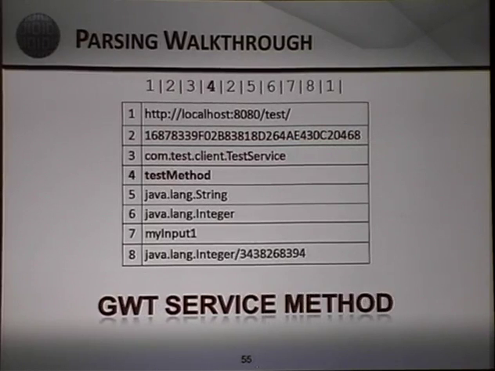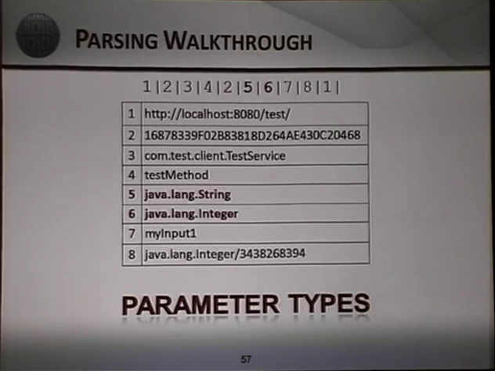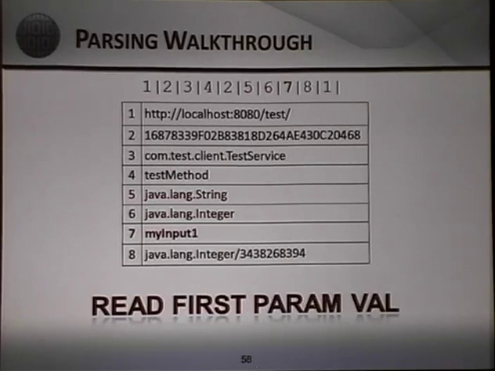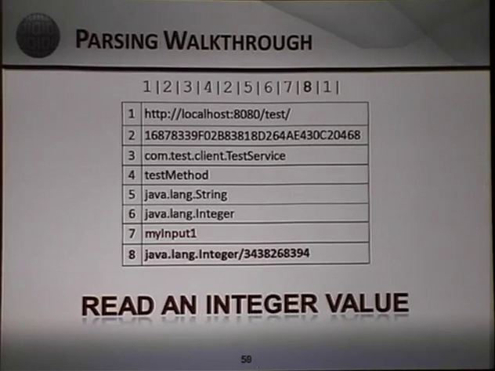Then you have the service class, the method it's called, and then you see 2. 2 refers to how many parameters that method call is actually expecting. So then we read the next 2 values. Those are going to be the parameter types of the 2 parameters it's expecting. So in this example, it's sending over a string and an integer. Then 7, you read the first parameter value. It's my input 1. That value is fuzzable. I'm not sure if fuzzable is a word, but I like it. So that's the first value.